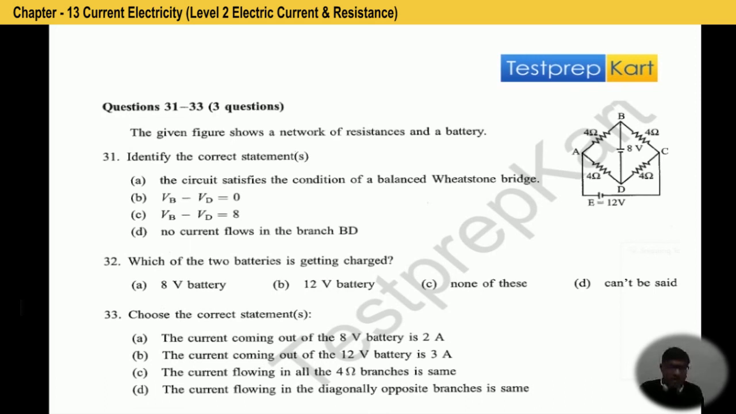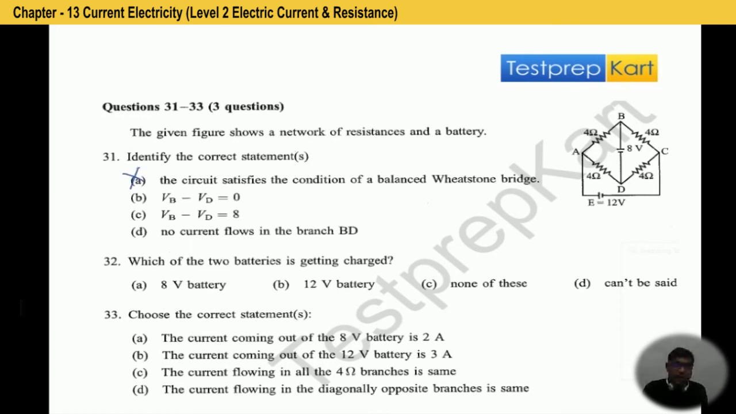Question number 31 is, identify the correct statement. The circuit satisfies the condition of a balanced Wheatstone bridge. Basically, in a balanced Wheatstone bridge, there must be no current passing through at least one diagonal where the load is connected. But in this case, a battery is connected at both diagonals, so there is a possibility of current between these terminals. So statement 1 is not right.